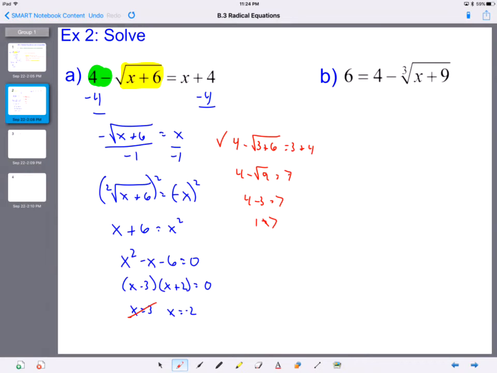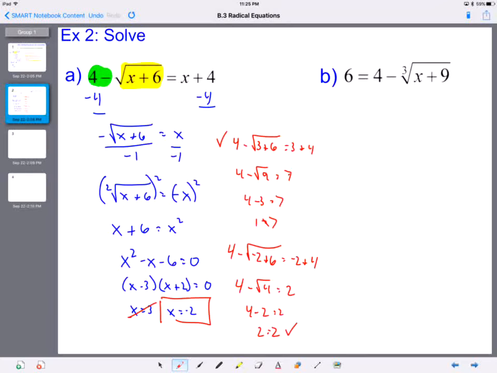Okay, now let's go ahead and check the second one. 4 minus the square root of negative 2 plus 6 is equal to negative 2 plus 4. 4 minus the square root of 4 is equal to 2. 4 minus 2, so 2 is equal to 2, which works. So our only answer is x is equal to negative 2. So once again, that creates what we call an extraneous solution. It creates a solution that we thought was possibly a solution, but once we checked, we realized it was not.